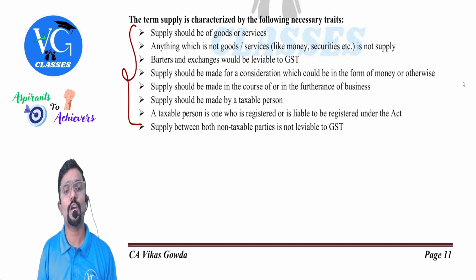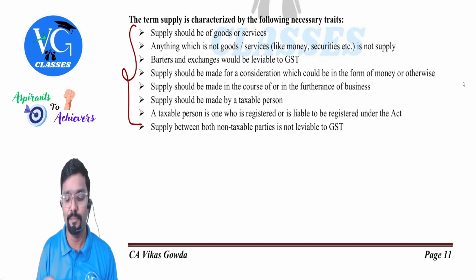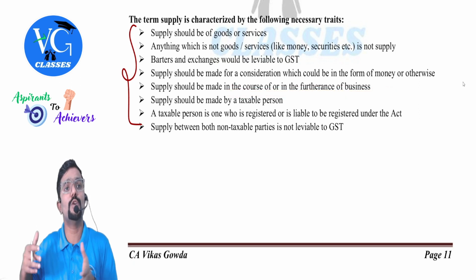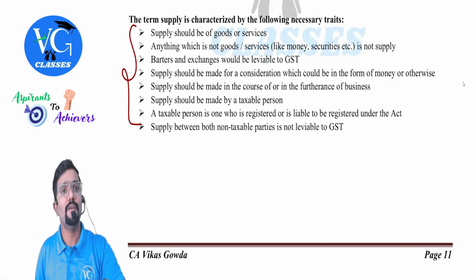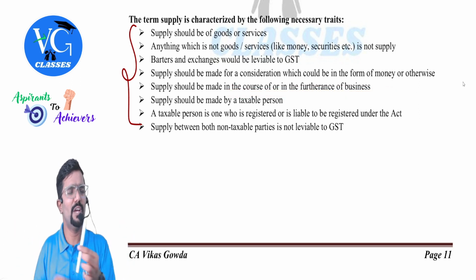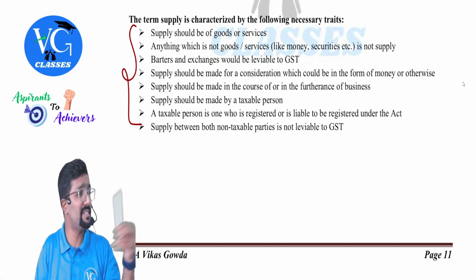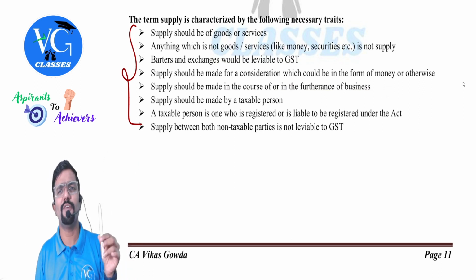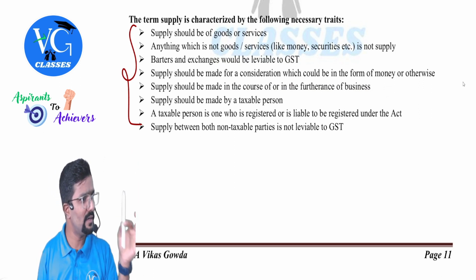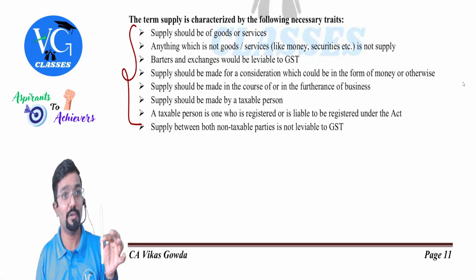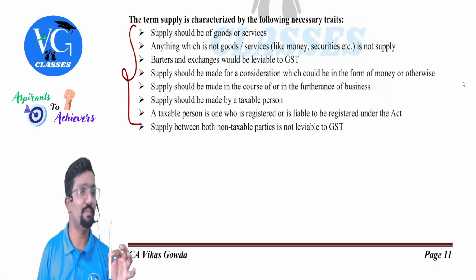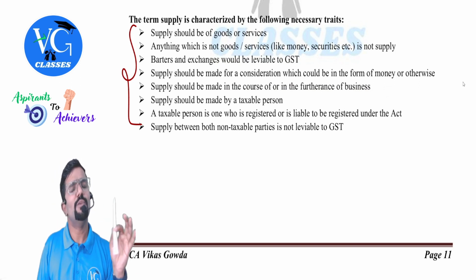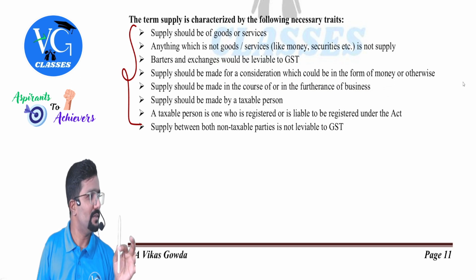Supply should be made in the course or in the furtherance of business. Important. Supply should be made in the course or furtherance of business means, sir, when I am selling, assume I am selling this pen. It was not useful for me. I thought, okay, let me sell it to you. So can I sell it? Assume I sold it for 10,000. Cost of this pen is that much only. Looks very simple. So assume I am selling it to you for 10,000.